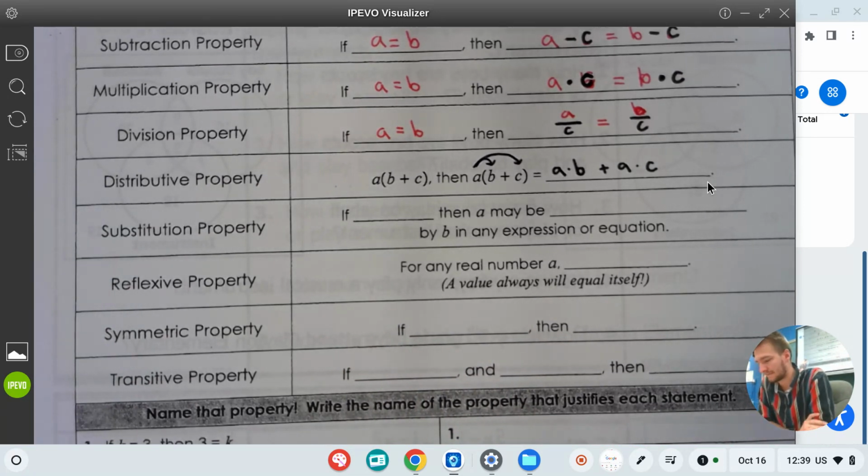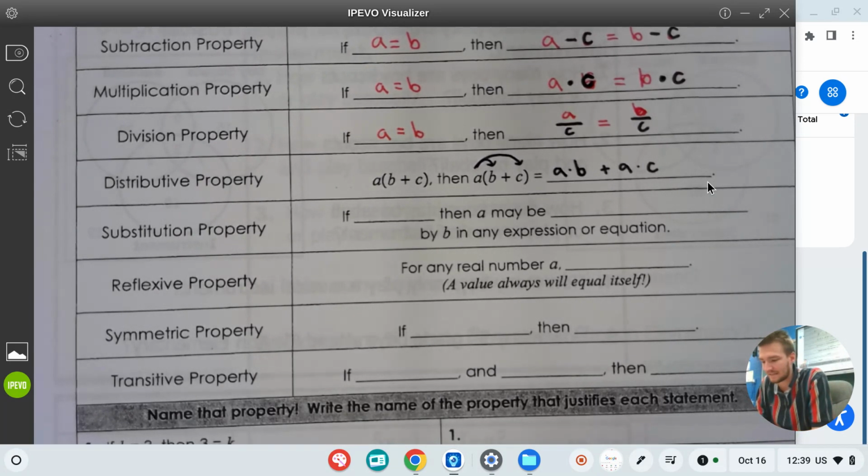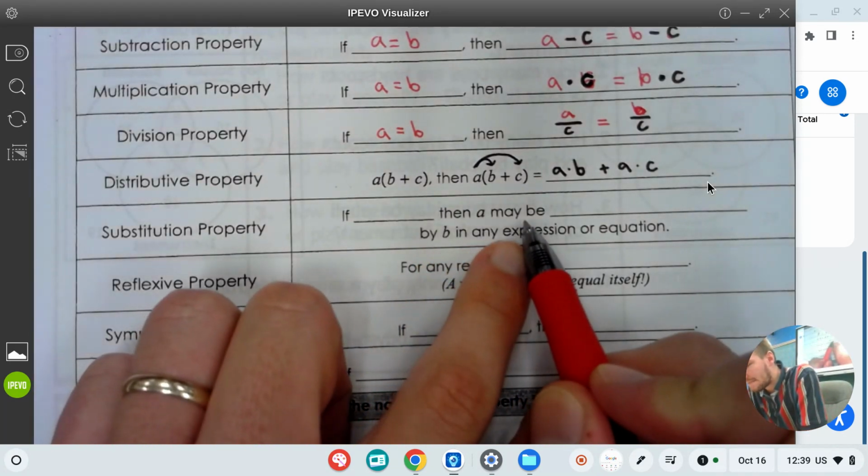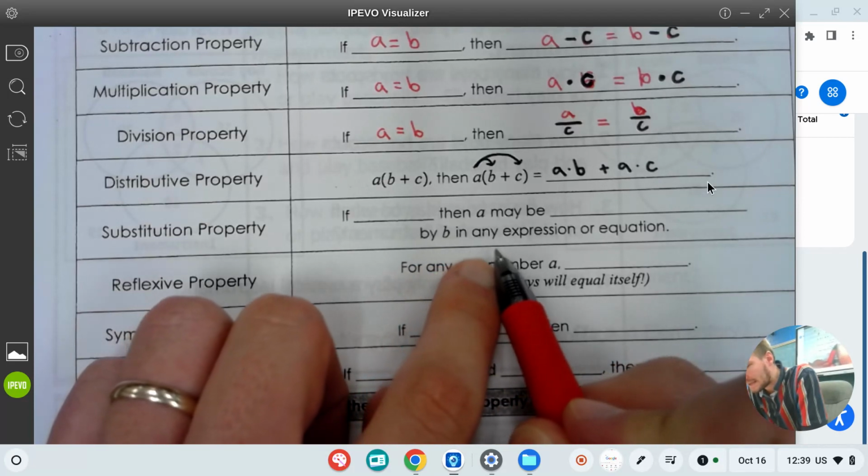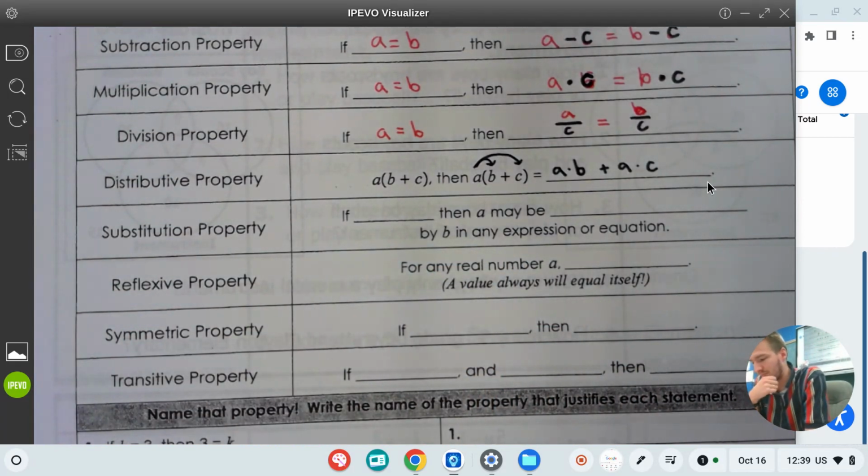Substitution property. All right. So substitution property is about substituting things in. It says then A may be blank by B in an expression or equation.